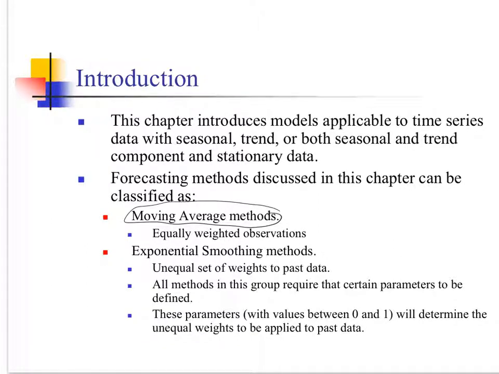In exponential smoothing methods, we have an unequal set of weights to past data, and we have extensions of exponential smoothing methods. All methods in this group require that certain parameters be defined, which we are going to explain. I will explain what I mean by certain parameters in the following slides. These parameters, with values between 0 and 1, will determine the unequal weights to be applied to past data.